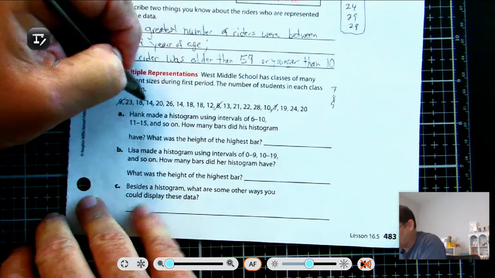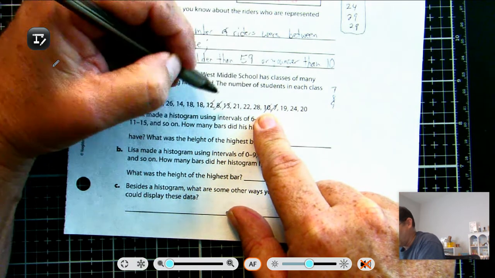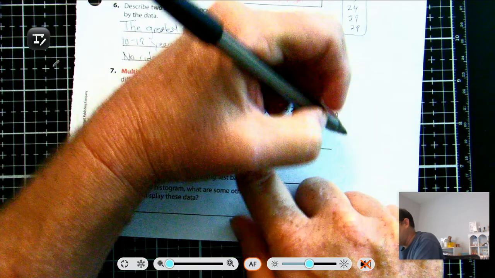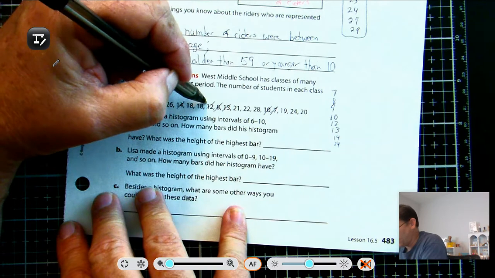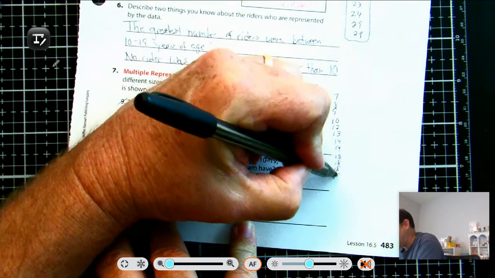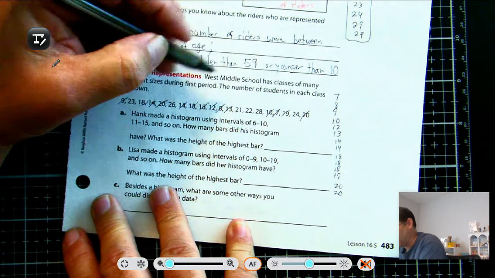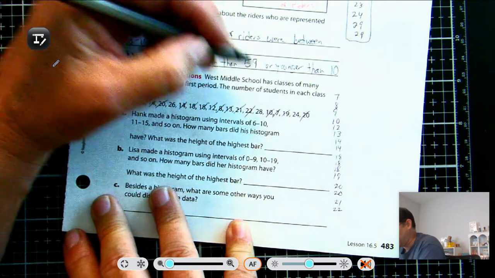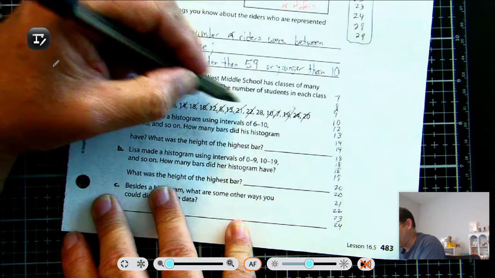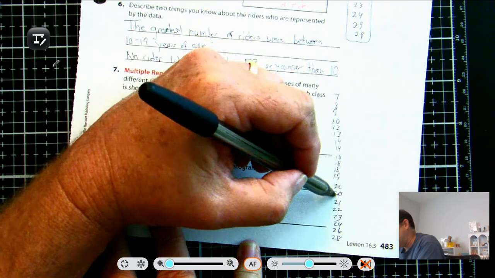7, 8, 9, 10, 13, 10, 12, 13, 14, 14, 3 18s, 1 19, 21, 2 20s, 21, 22, 23, 24, 26, 28, 20.